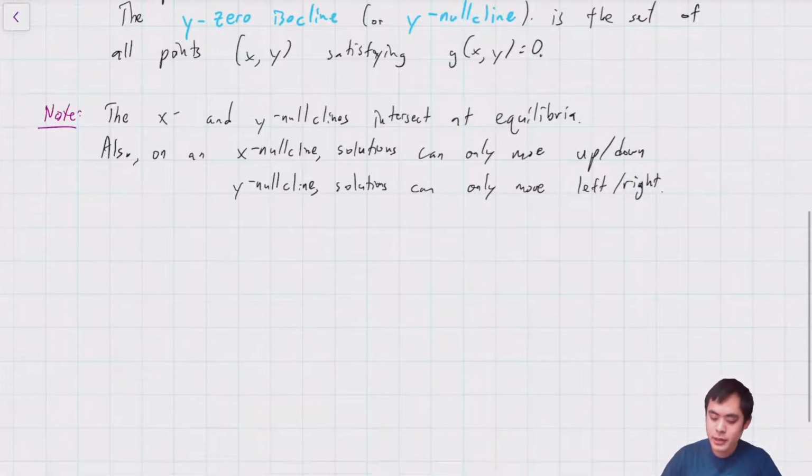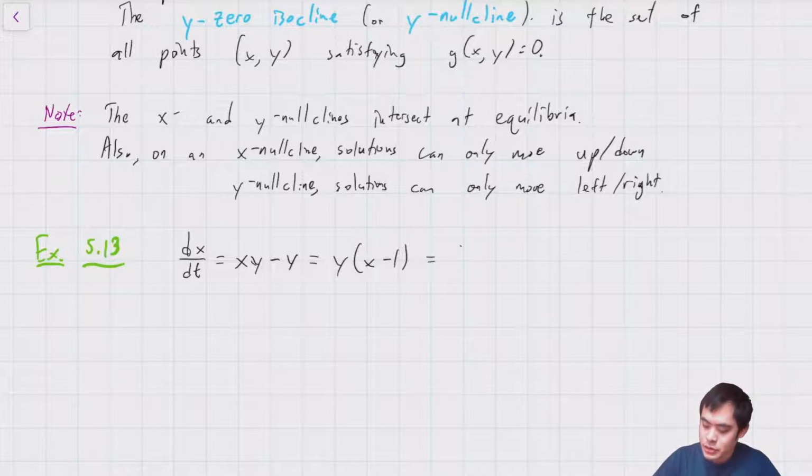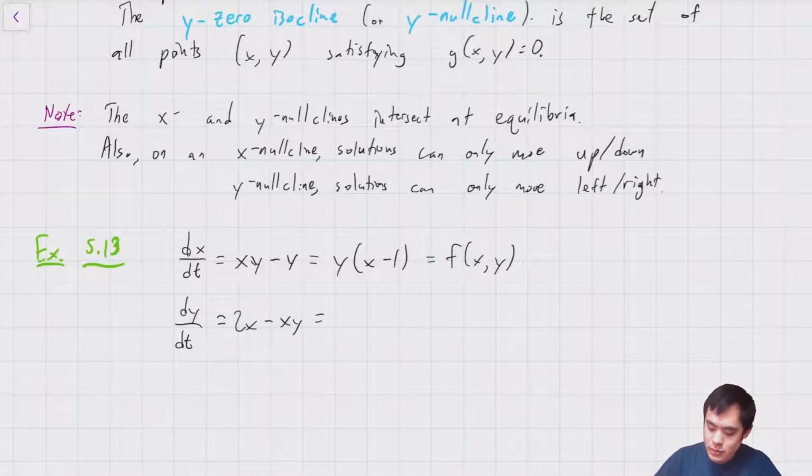Okay, so let's get back. Let's actually see an example of this. Just jump straight into examples since that's a little bit easier to understand what I'm talking about. So this is example 5.13 in Linda Allen's textbook. We start out with our two equations, dx dt, and let's say that's equal to xy minus y, which we'll find useful later to have in factored form, y times x minus 1, which is some function f of x, y. And we have dy dt is equal to 2x minus xy, which is equal to x times 2 minus y, which is equal to some function g of x, y.